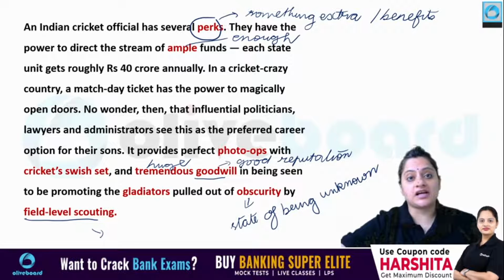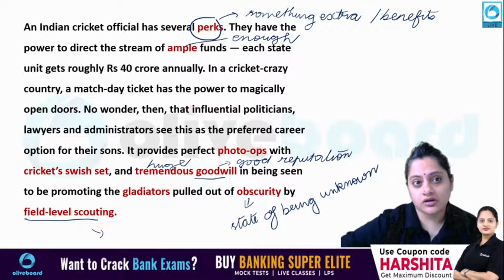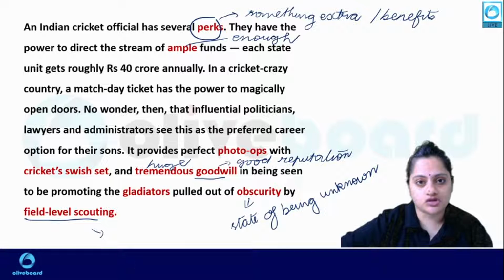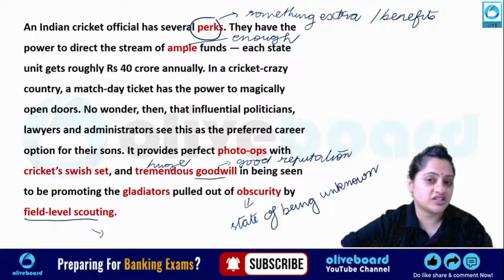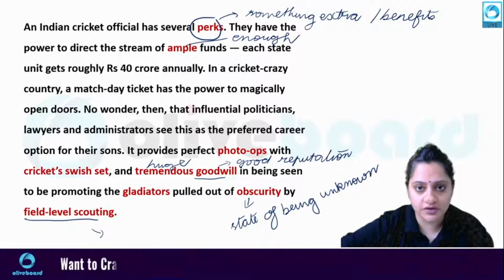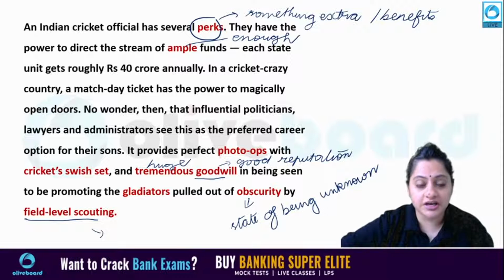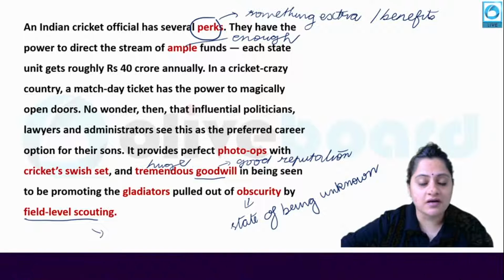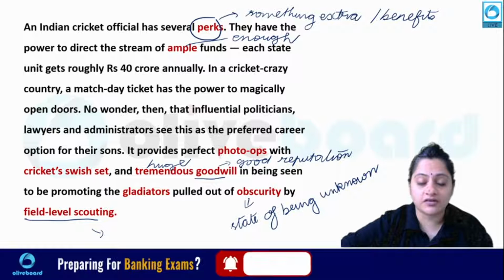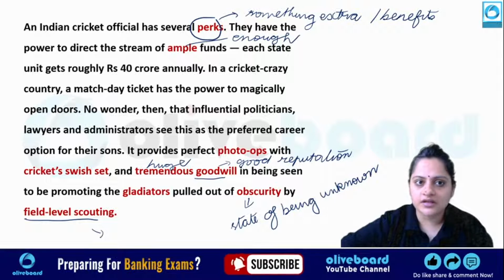Indian cricket officials have several incentives. Any person who is a cricket official gets extra benefits and a lot of chances to earn incentives. They have the power to direct the stream of funds. They get so many funds. Each state unit gets roughly 40 crore annually. On a yearly basis, 40 crore rupees, they have the power to direct that fund wherever they want to use it.